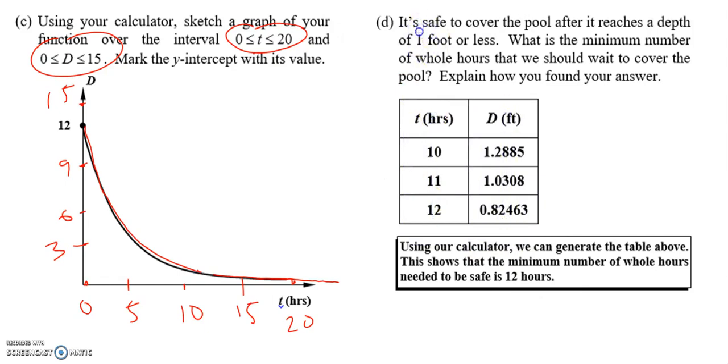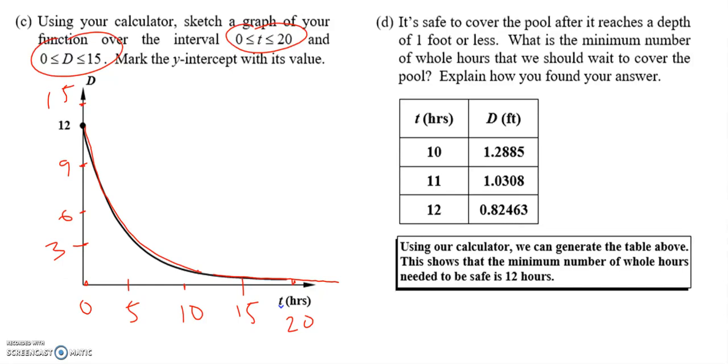We wanted to know when the depth was 1 foot, so you just kind of scroll down. You can see at 11 hours, there's still a little more than a foot, so we couldn't put that cover on there. But on the 12th hour, you can see it drop down to below a foot. So then you would be able to go ahead and cover it based on this. So use that table function on your calculator to come up with these output values. Much easier than just plugging them all in.